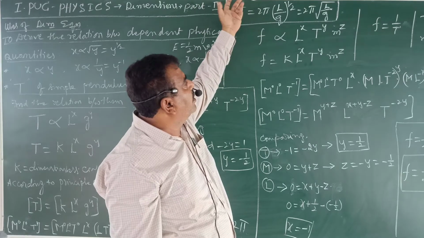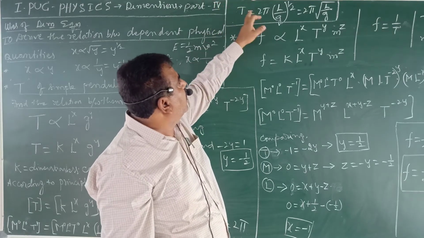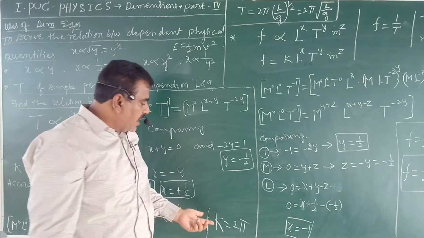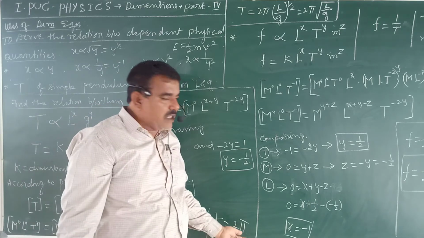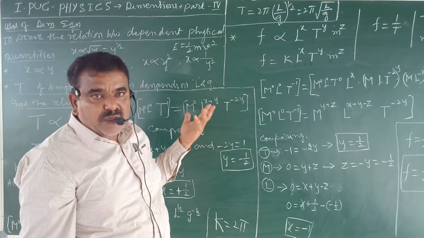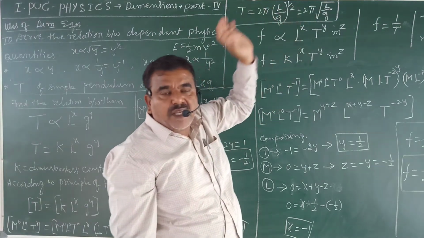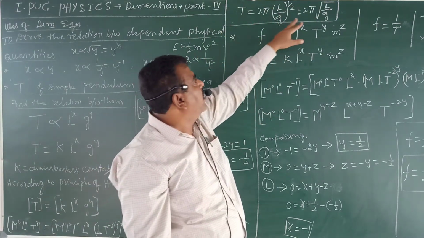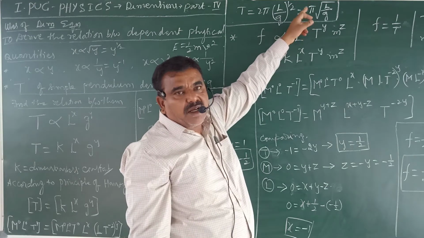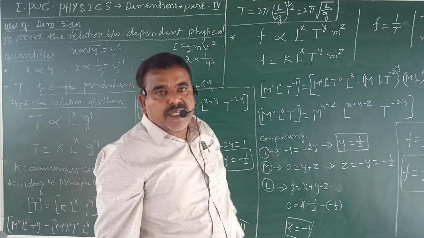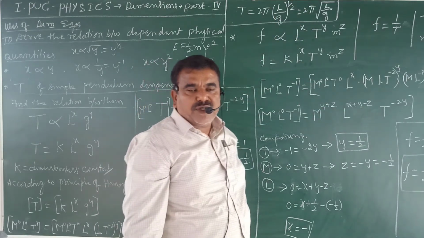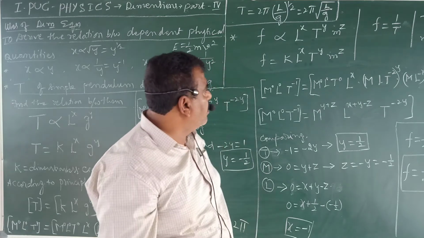So therefore, if dimensional analysis were able to give this value also, I would be still happier. Directly I would have been given this equation itself. That is why the value of the proportionality constant cannot be found is a limitation of dimensional analysis. Okay?